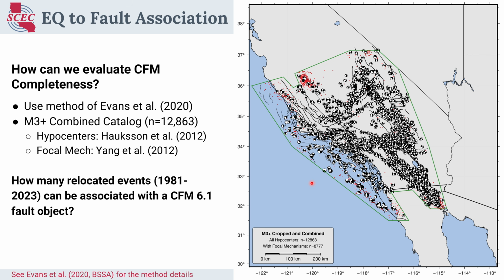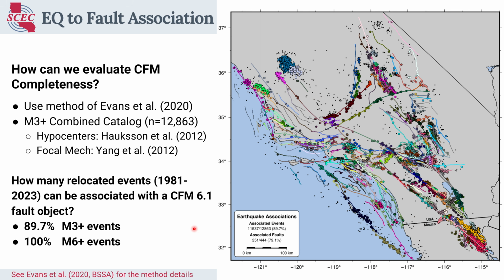Okay, and then the final slides are, we actually use this algorithm to assess completeness of the Southern California version of the Community Fault Model. And so we loaded in this very dense catalog of focal mechanisms and relocated hypocenters. And we ran it through the earthquake-to-fault association algorithm, and all the colors here of dots are color coded to the faults. So any colored dots are associated with a fault, and any black dots mean they're not associated with a fault. And so what you can see is the vast majority of the earthquakes are associated with the CFM fault, which is good. That means that the model is doing a good job of explaining the seismicity.